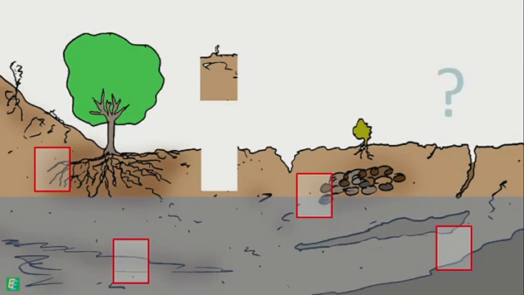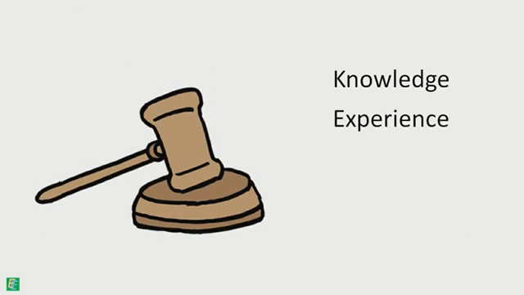Then how do we decide on it? Well, the final judgment from the civil engineer comes from theoretical knowledge, experience, and skill.